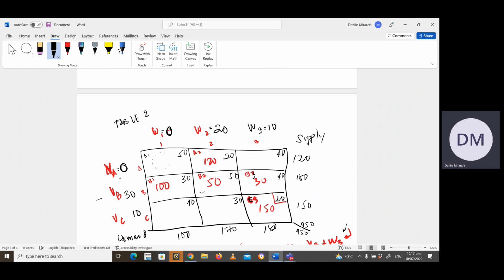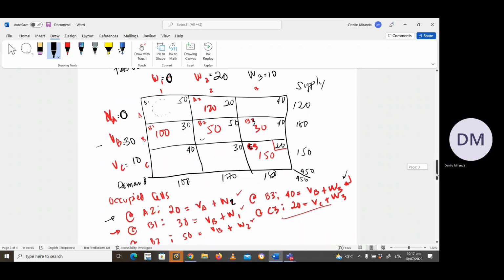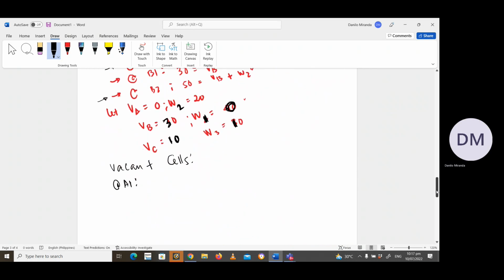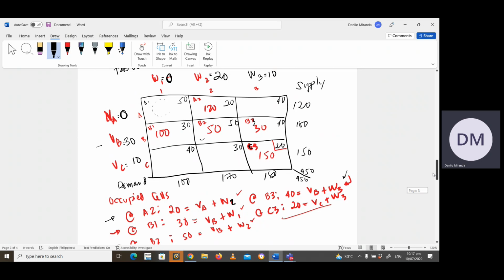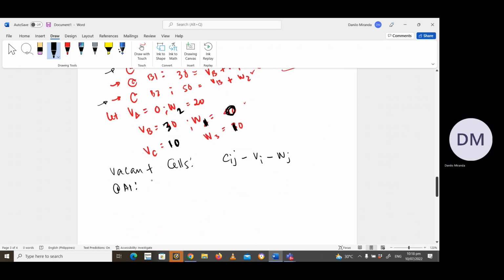Ayan. So makaka-create tayo ng equation na Cij minus Bi minus Wj. Okay? So magsimula tayo sa A1. Okay? So A1 mo, using this formula, no guys? Cij minus Bi minus Wj. So sa A1 mo, meron kang 50 minus 0 minus 0. So meron kang 50 minus 0 minus 0 equals to 50.